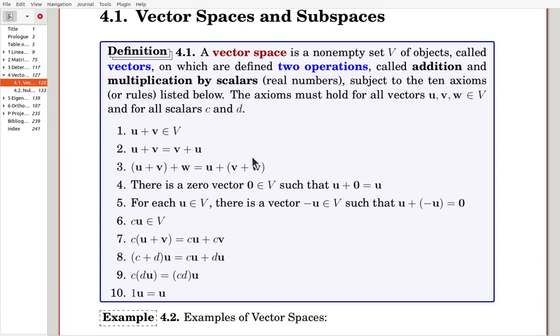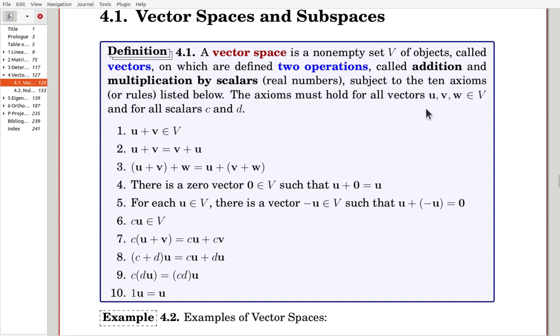A vector space is a non-empty set V of objects. The objects are called the vectors, on which are defined two operations called addition and multiplication by scalars. Here, a scalar means a real number, and the set should satisfy the following 10 axioms, or rules.